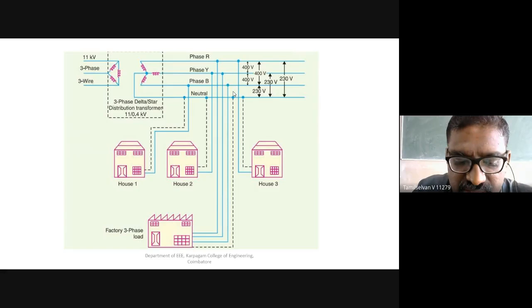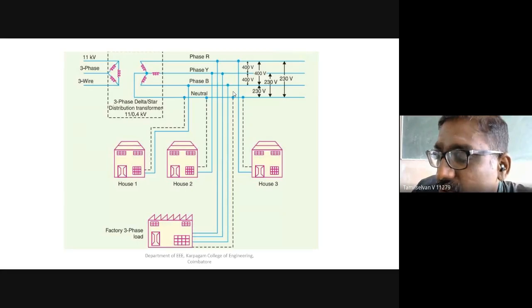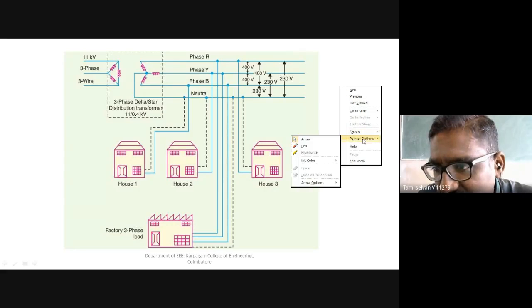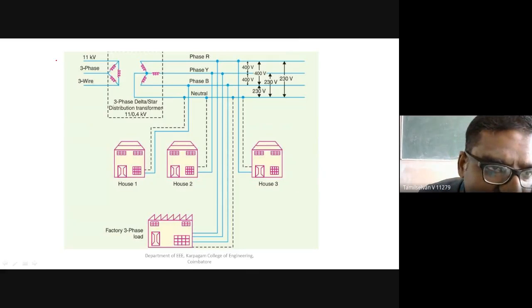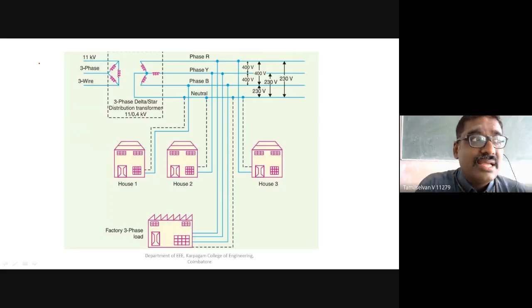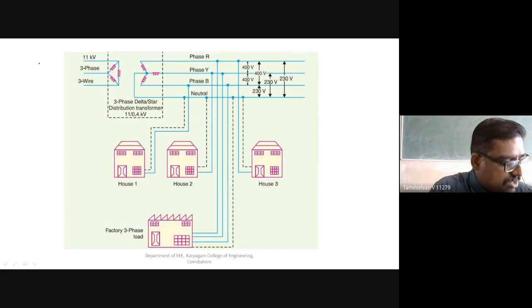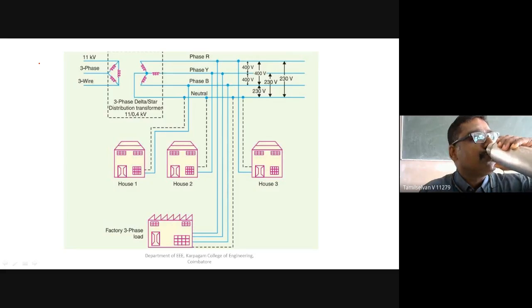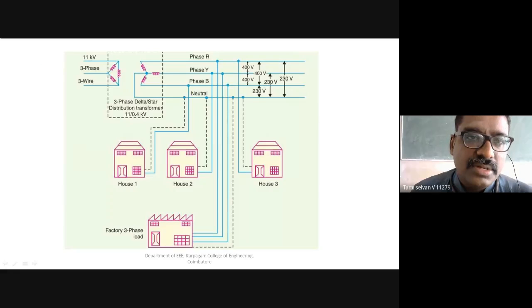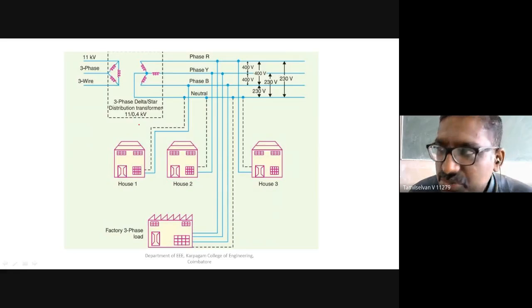I think this diagram will give a more clear picture of how your AC distribution system works, that too with respect to our secondary distribution system. If you see here, this is the transformer. You can locate this transformer in your area or the street. So there we have a distribution transformer.